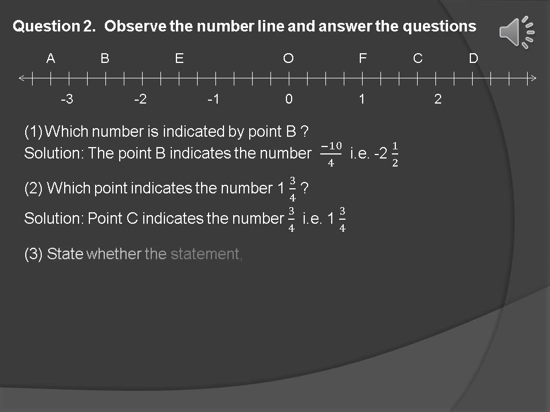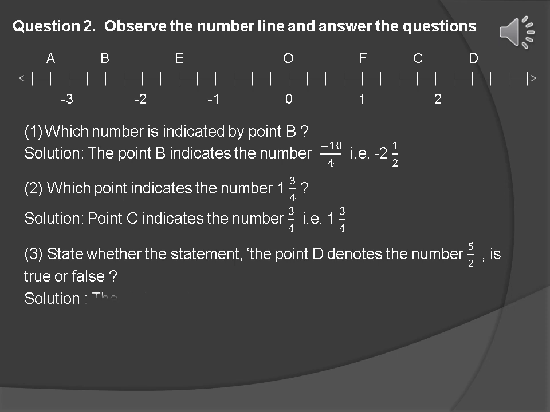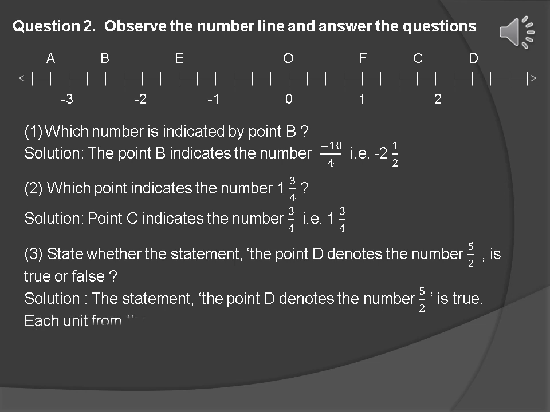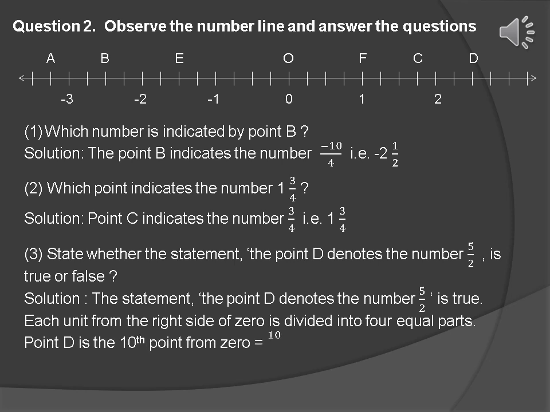Third question, state whether the statement the point D denotes the number 5 upon 2 is true or false. Solution, the statement the point D denotes the number 5 upon 2 is true. Each unit from the right side of 0 is divided into 4 equal parts. Point D is the 10th point from 0, that is 10 upon 4, which is equal to 5 upon 2. So the statement is true.